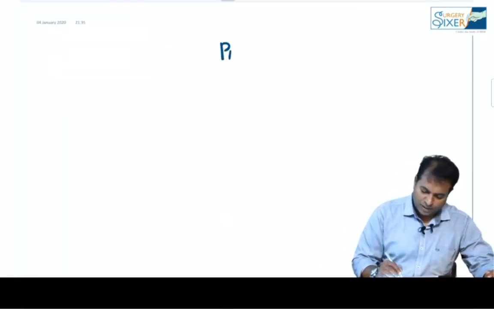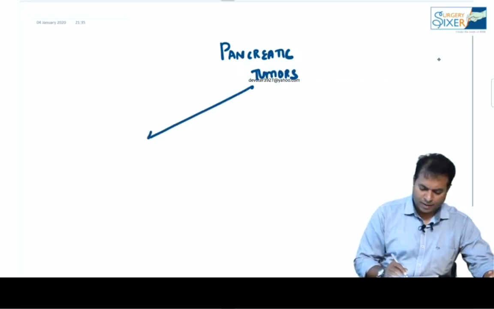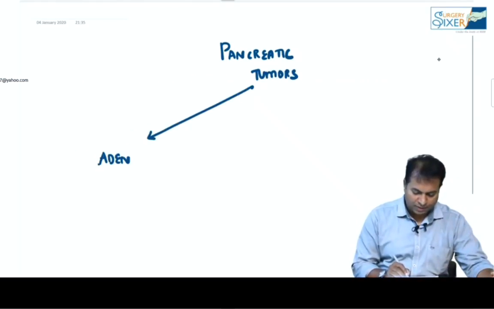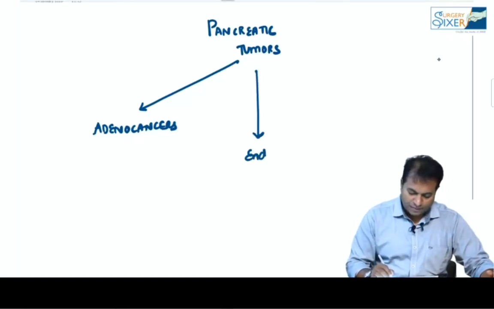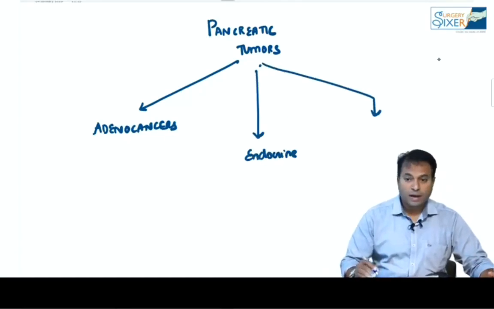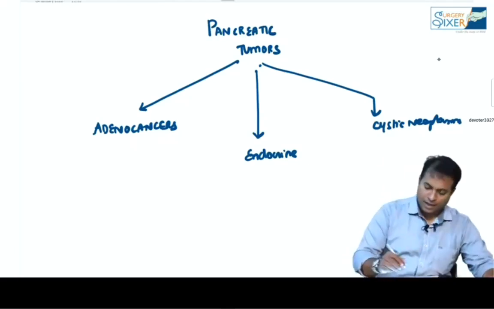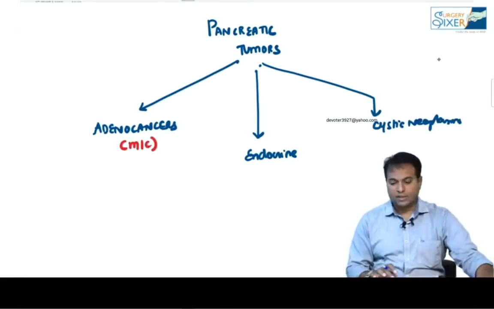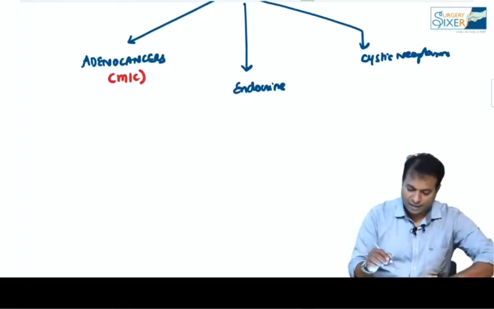In pancreatic tumors, we are going to discuss three types of tumors. They are adenocarcinomas, which are the most common of the three, then endocrine neoplasms, and then cystic neoplasms. These are the three types of tumors you get in the pancreas, and we are going to discuss first the adenocancers in detail.